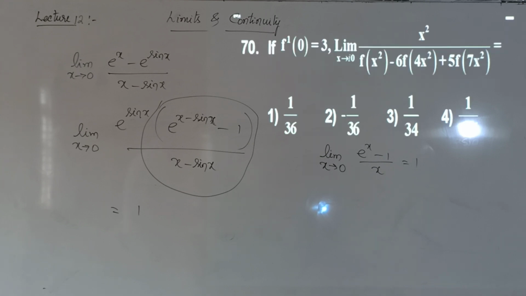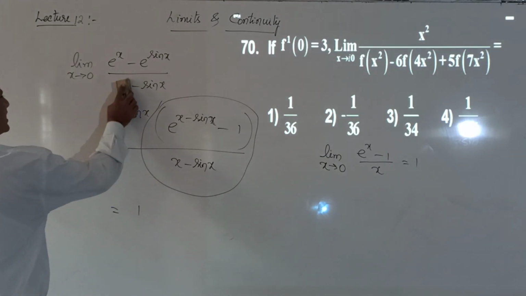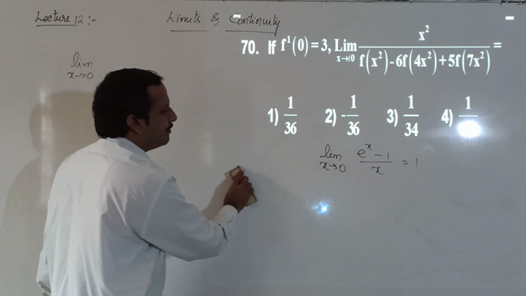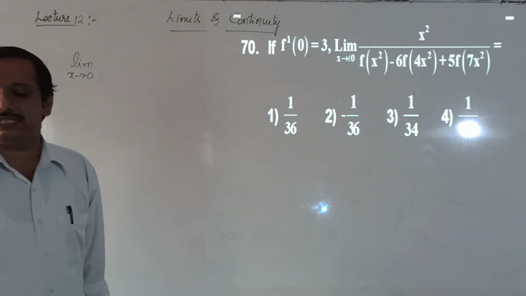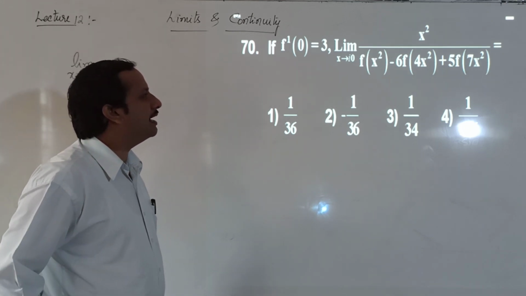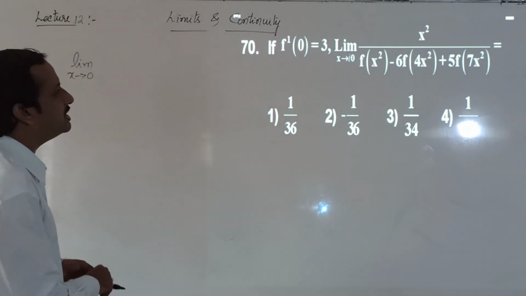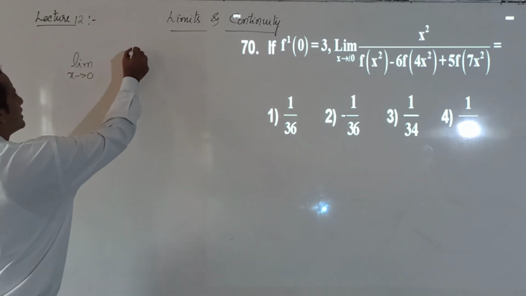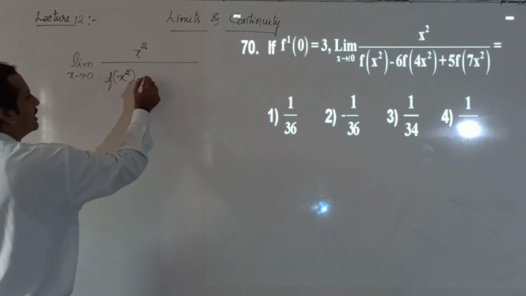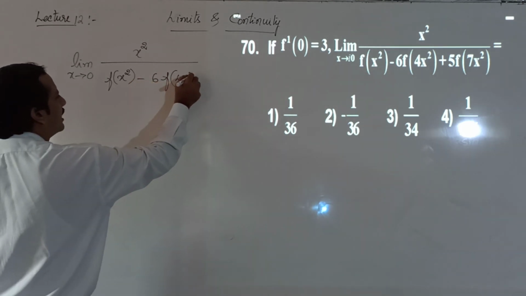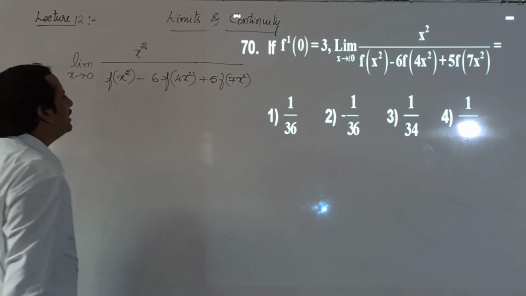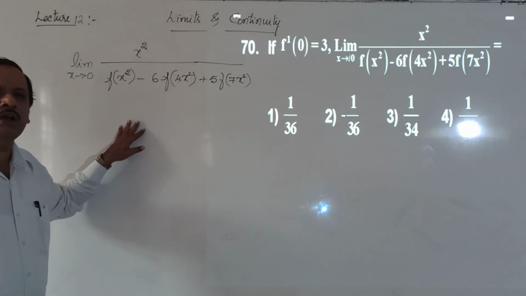Then, 70th question. If f dash of 0 is equal to 3, then limit x tends to 0, x square by f of x square minus 6 into f of 4x square plus 5 into f of 7x square is equal to limit x tends to 0, x square divided by f of x square minus 6 into f of 4x square plus 5 into f of 7x square. Okay. Directly if I apply the limit as x tends to 0, let's see what happens.